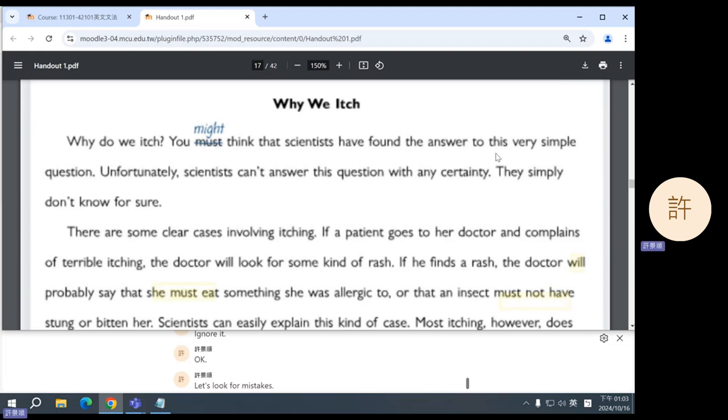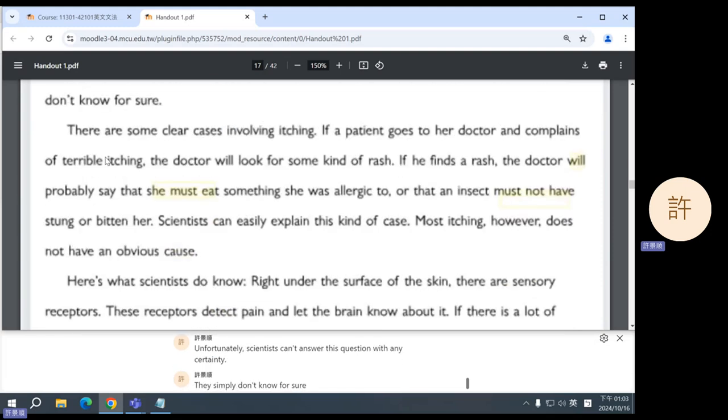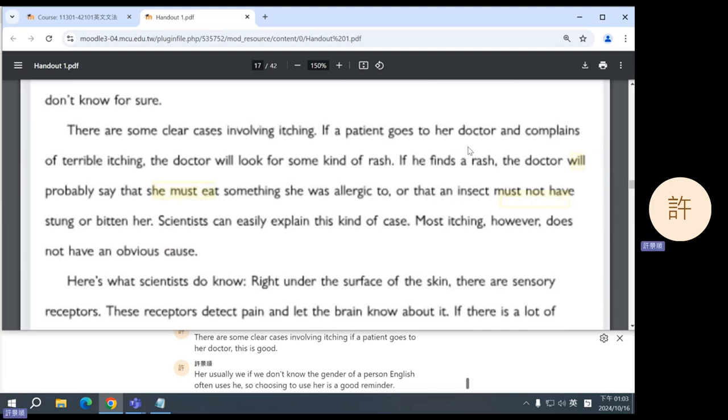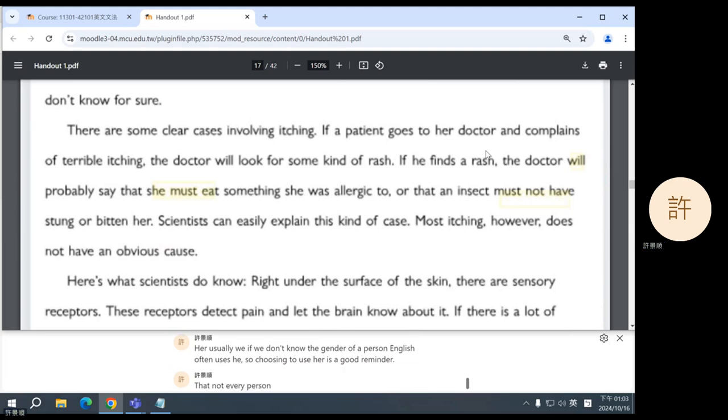Scientists have found the answer to this very simple question. Unfortunately, scientists can't answer this question with any certainty. They simply don't know for sure. There are some clear cases involving itching. If a patient goes to her doctor, this is good. Her. Usually if we don't know the gender of a person, English often uses he. So choosing to use her is a good reminder that not every person is a man.